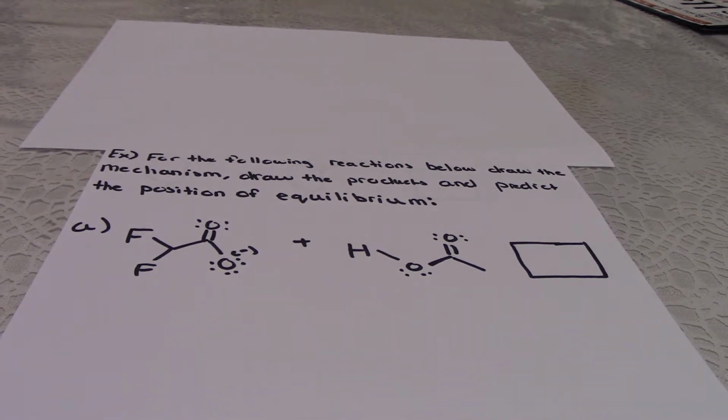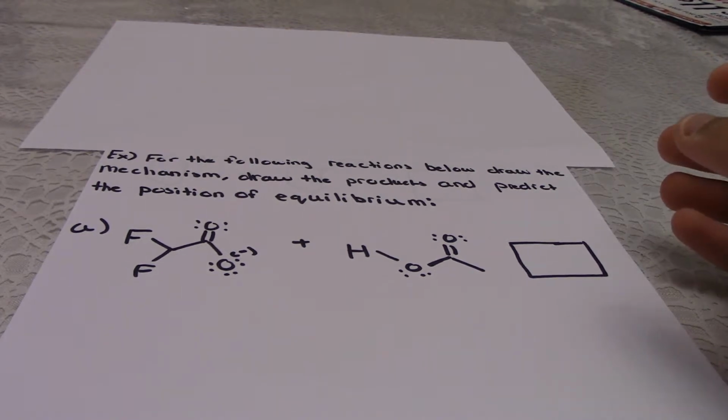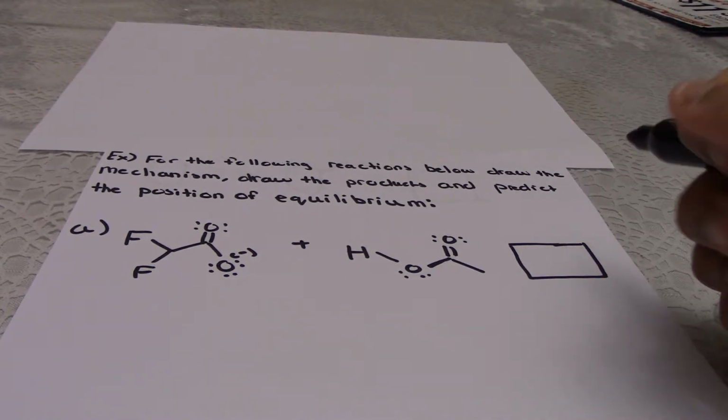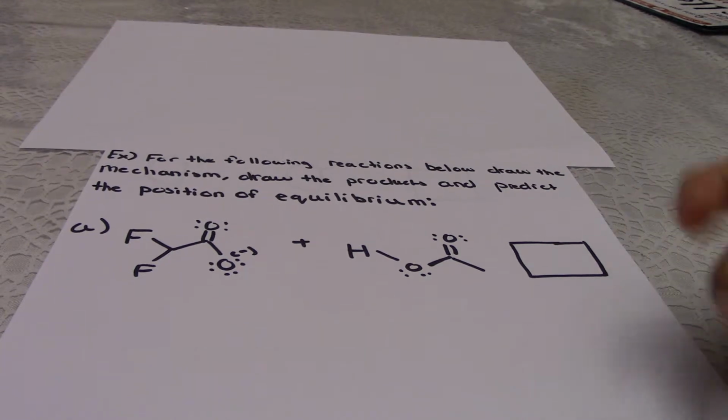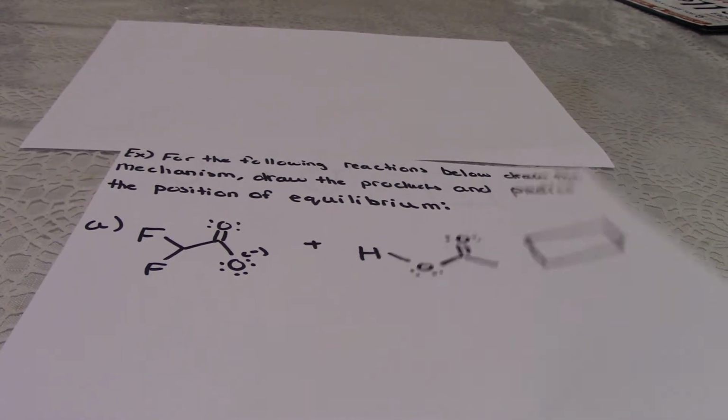But for now, let's just focus on identifying our acids, our bases, our conjugate acids, conjugate bases, and stuff like that. So right now, I'm not given my products. So if I'm not given my products, the first thing I should do is understand what my base and what my acid will be. And from there, it'll be much easier to draw my conjugate acid and conjugate base.